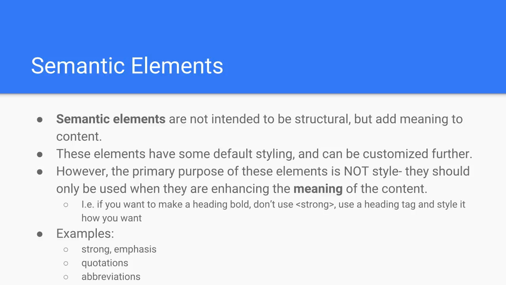So we're not choosing the elements to create the style we want. We're choosing the elements to create the structure we want. Same goes for semantic elements. So some examples of more semantic elements are strong or emphasis. These are replacements for bold and italic that by default have the same styling, but they have more meaning than just bold or italic. Things like quotations or abbreviations, they're more semantic. It's not just structural, but it's more meaning oriented. This is what this content is, what type of content it is.